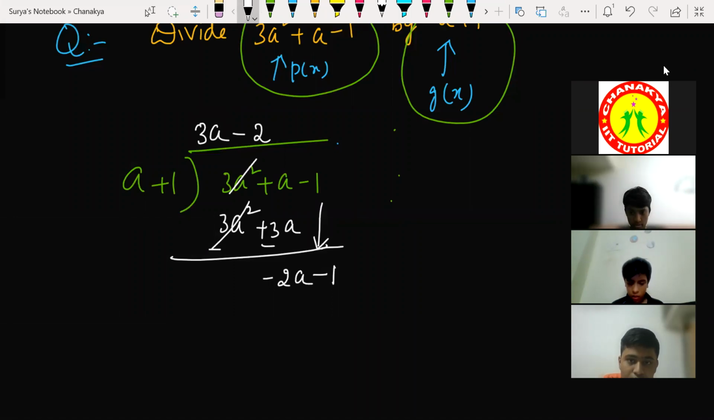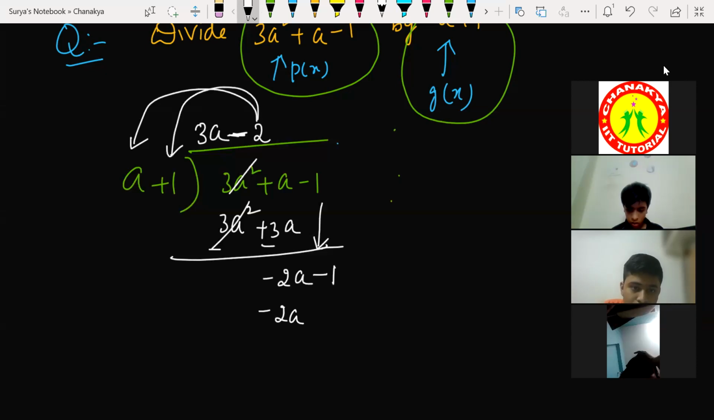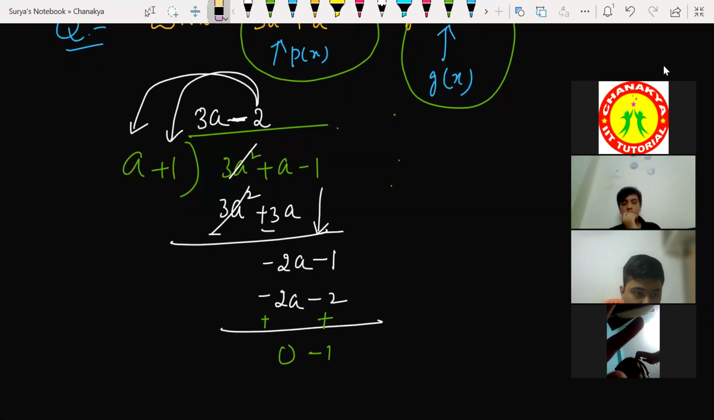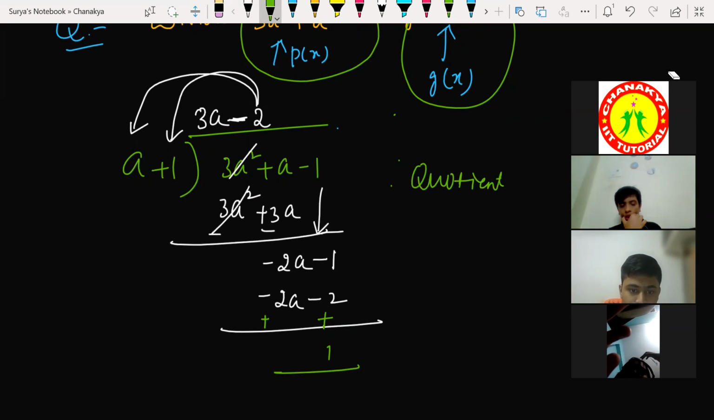Minus 2. If I multiply, it will be 3a minus 2. Look at this here, 3a minus 2. If I'm just multiplying with minus 2 now, minus 2 into a is minus 2a, minus 2 into 1 is going to be minus 2. All right. While subtracting, I'll be changing the signs. Plus will become minus, minus will become plus. So plus 2a minus 2a will become 0, and minus 1 plus 2 is plus 1. So my remainder now is 1.